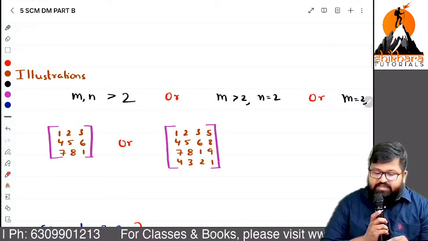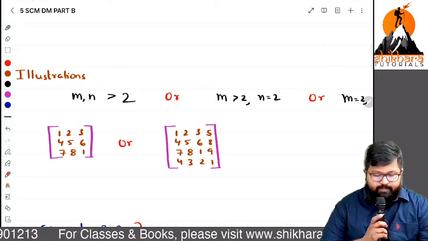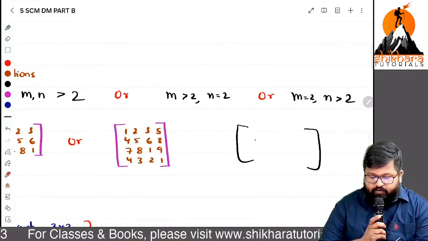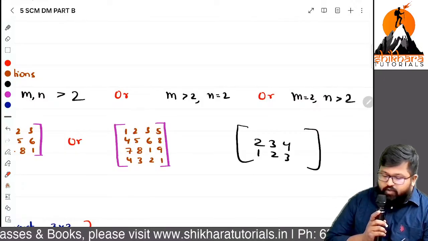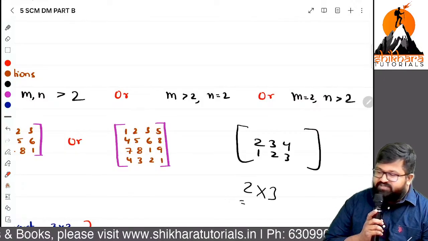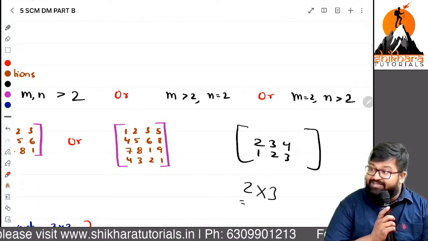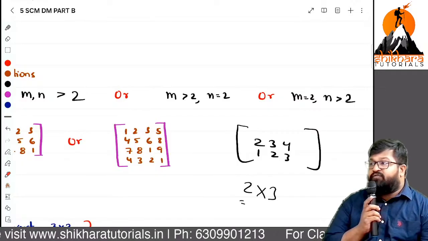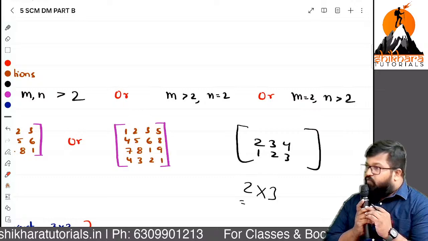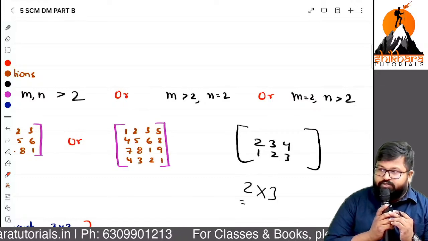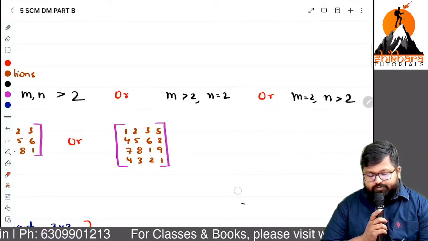Or else, for your convenience, right here. What is the order of the matrix? 2 by 3. What is the value of m? N value? Even then, in this case also, we can apply rule of dominance and also graphical method. Am I clear? We can apply rule of dominance and also graphical method. So that is the meaning of those points, basically.